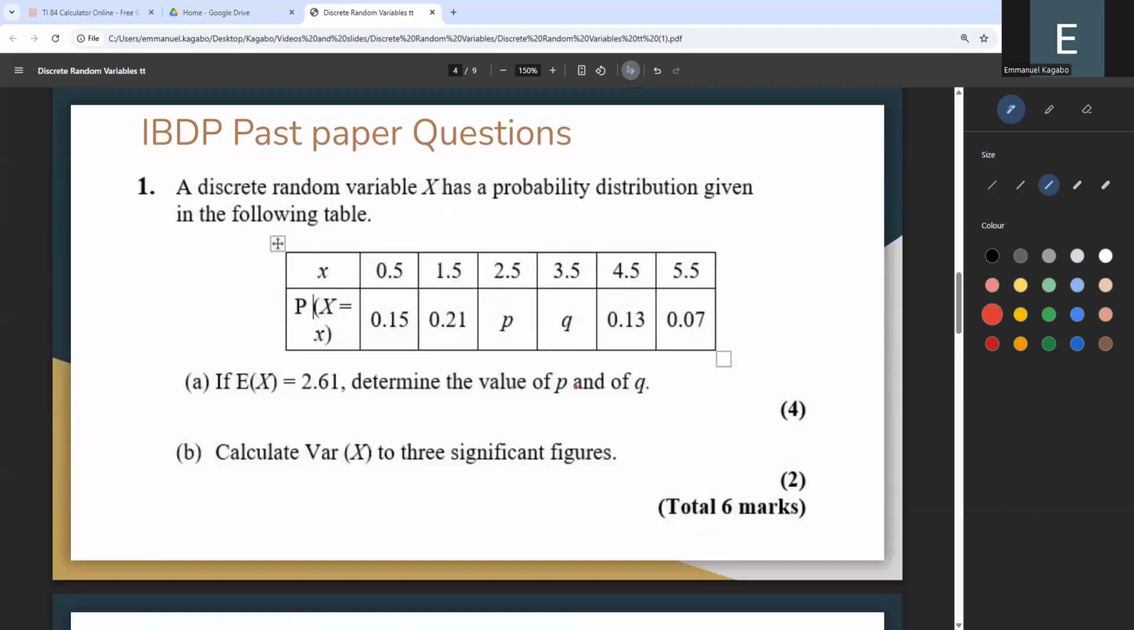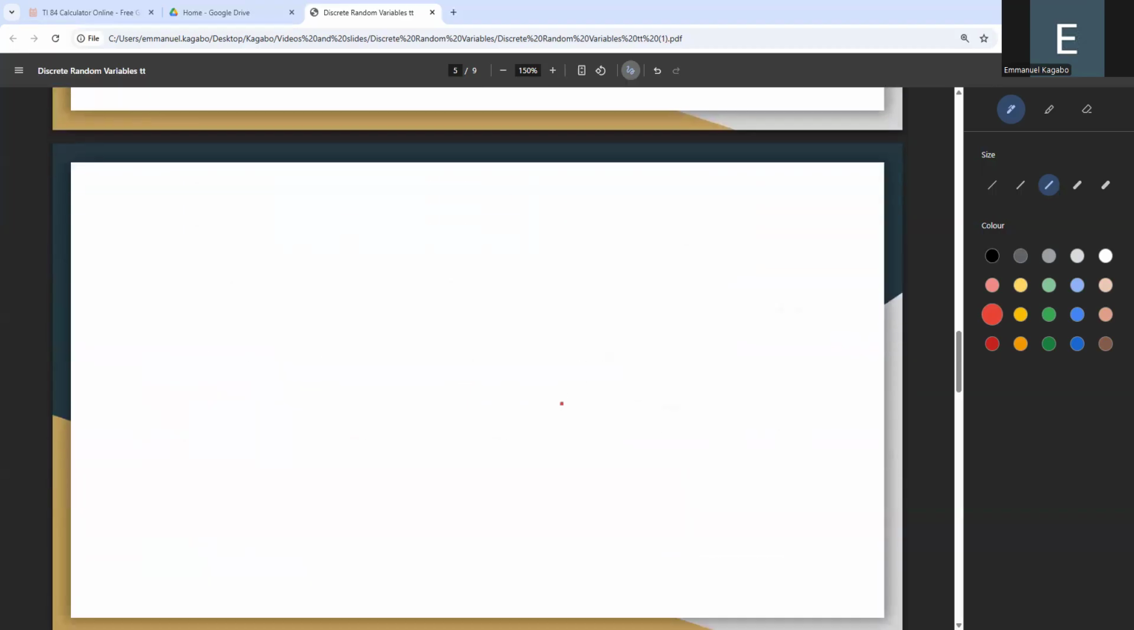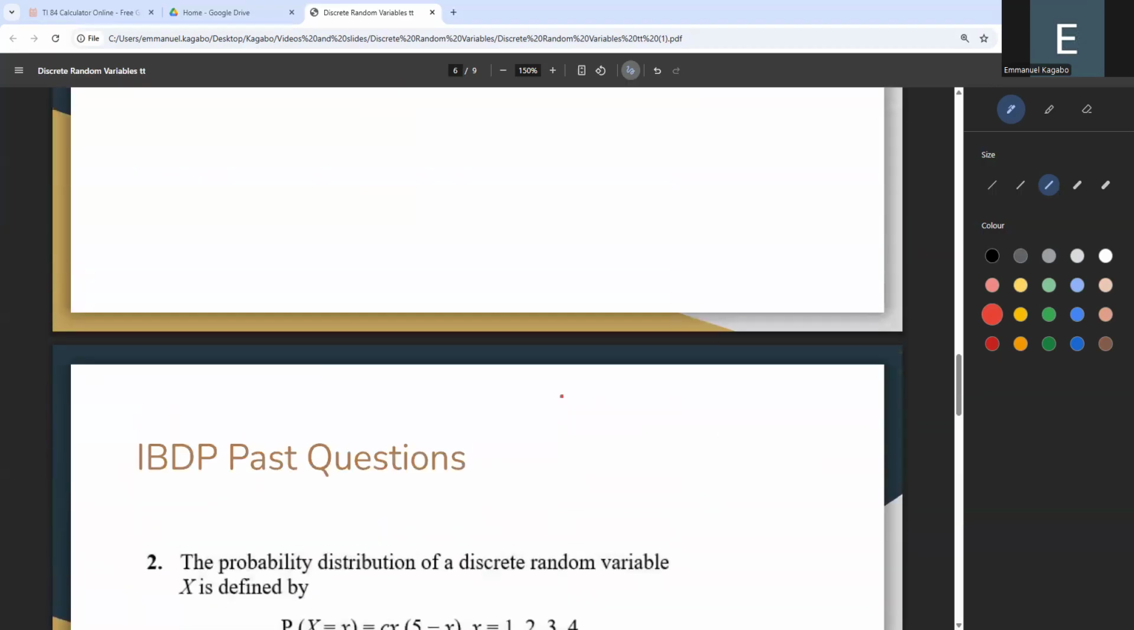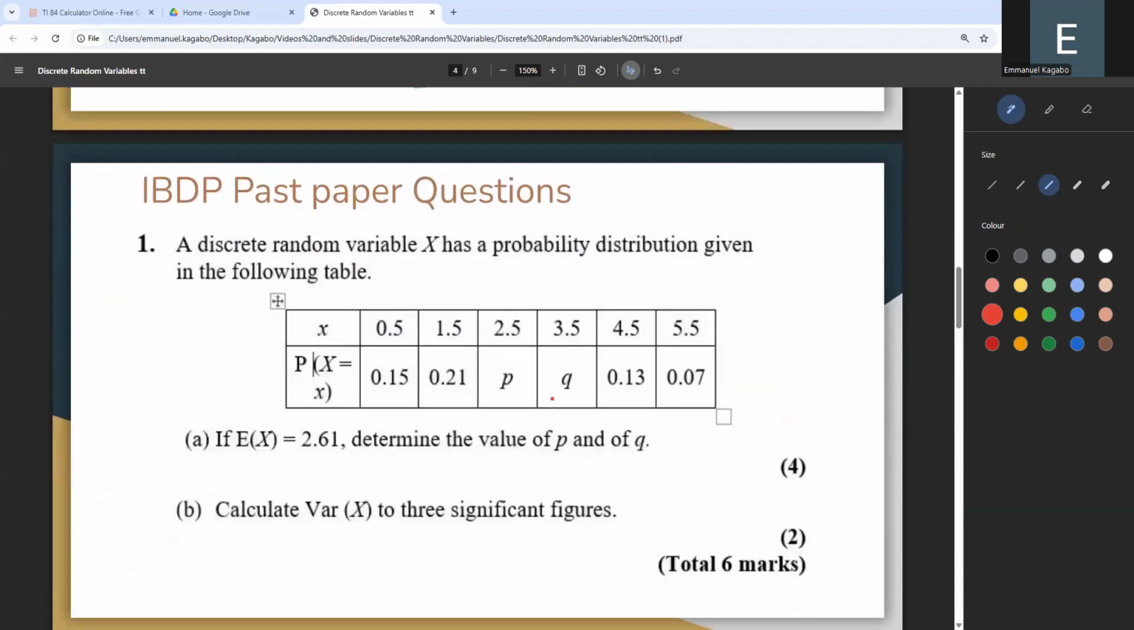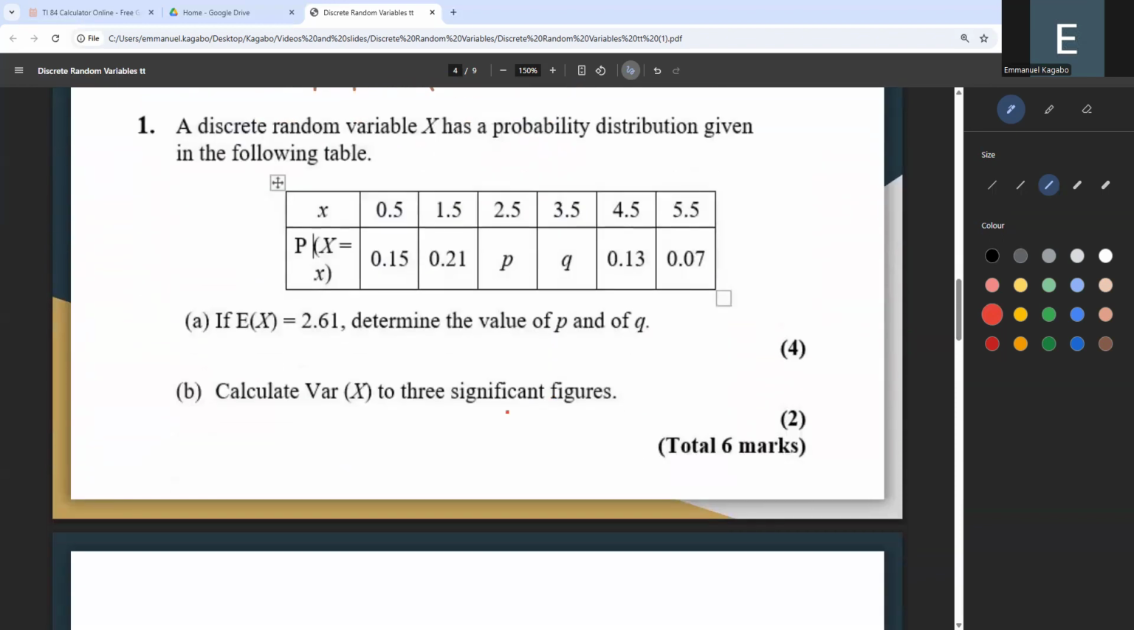First paper question. Okay, this is the first question. I have very many other questions here. There are more questions. Okay? Right now, I'm going to try to do this question. Are you ready, guys? Okay, let us try to do the question, and then we see if you have understood what we are doing. Now, a discrete random variable X has a probability distribution given by that.